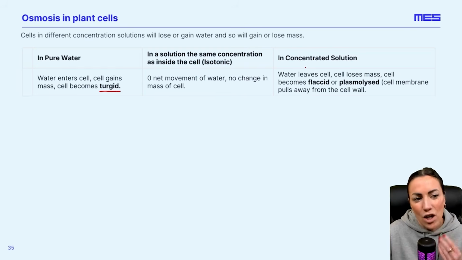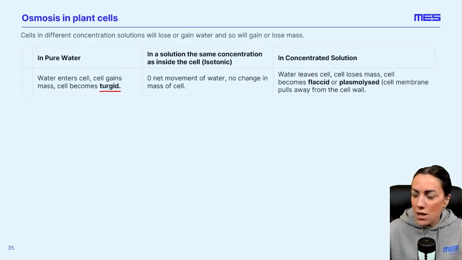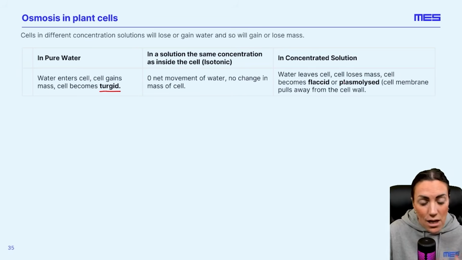If you place a plant cell in a concentrated solution, so a solution with like a high concentration of sugar or salt, water is going to leave the cell because there's a more dilute solution inside the cell than outside of the cell. So the water moves by osmosis from the dilute inside the cell to the solution outside. If water leaves by osmosis, the cell will lose mass. The cell will become flaccid, where the cytoplasm and the vacuole start to shrink. It could even become plasmolysed, where the plant cell has lost so much water that the cell membrane actually starts to shrink inwards and pull away from the cell wall.